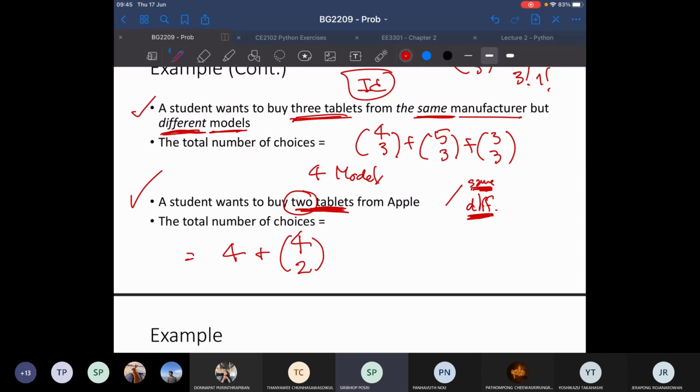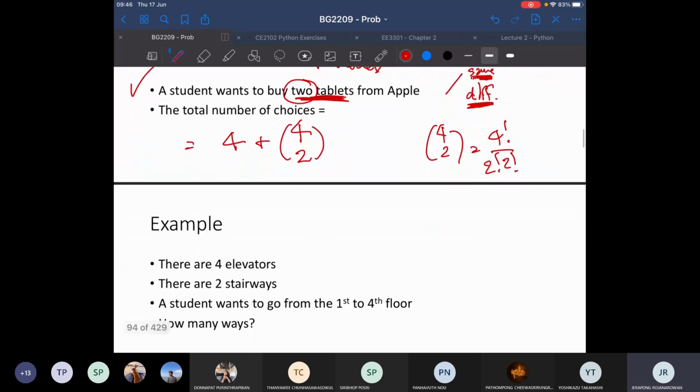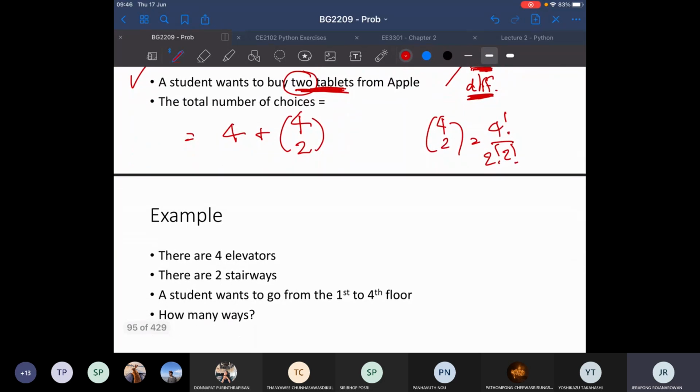4 choose 2 is 4 factorial over 2 factorial times 2 factorial. It's not to the power. If you are confused about the power, you have to go back to the previous example and try to understand. We are using the 2 basic rules, multiplication and addition, here, right?